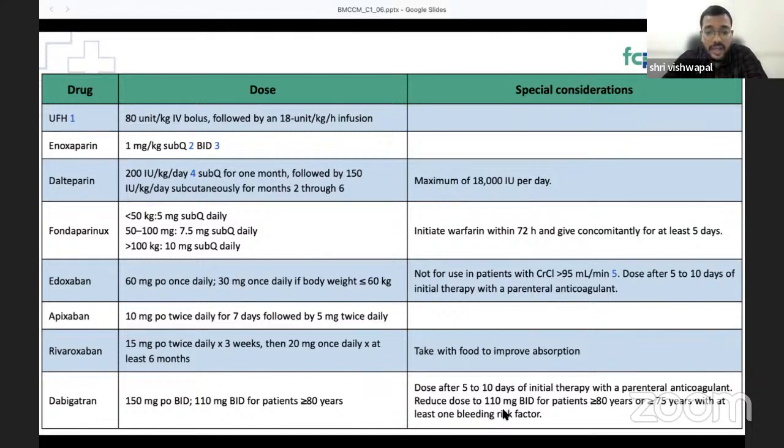Reduce the dose to 110 milligram BD for patients with age more than 80 years, or 75 years with at least one bleeding risk factor. If the patient has one bleeding risk factor along with that age group, you have to reduce the dose to 110 milligram BD.